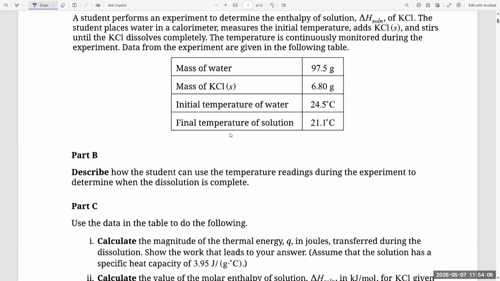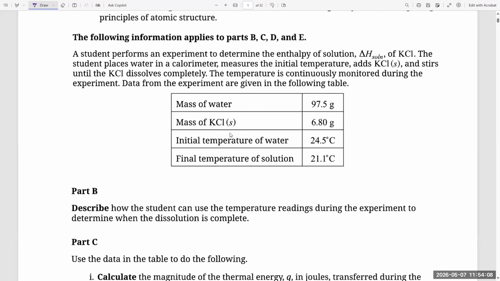Part B says a student performs an experiment to determine the enthalpy of solution of the KCl. The student places water in a calorimeter, measures the initial temperature, adds KCl, and stirs until the KCl dissolves completely. The temperature is continually monitored during the experiment. Data from the experiment is given below. So let's take a look. We got your mass of water, your mass of KCl, your initial temperature, Ti, and TF.